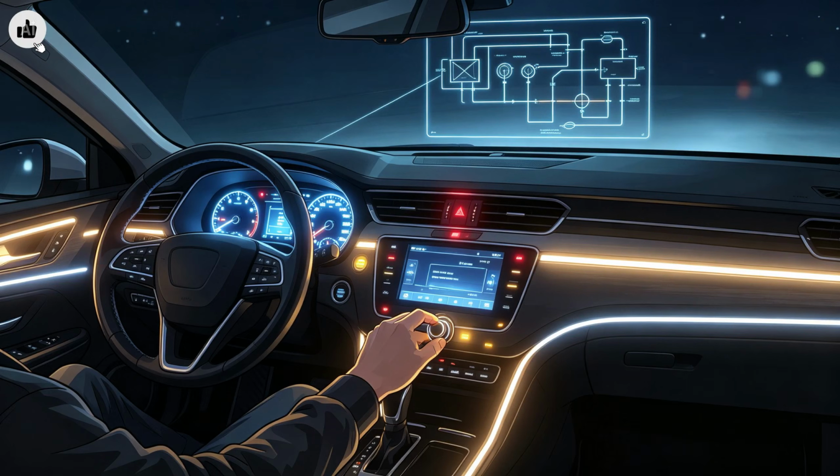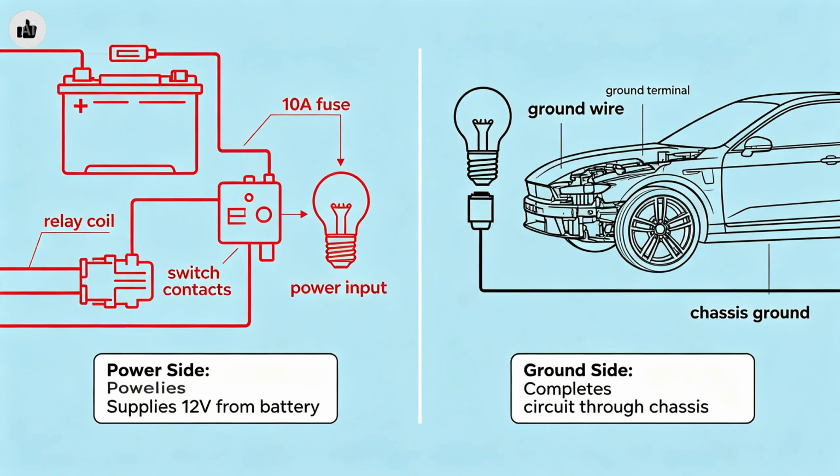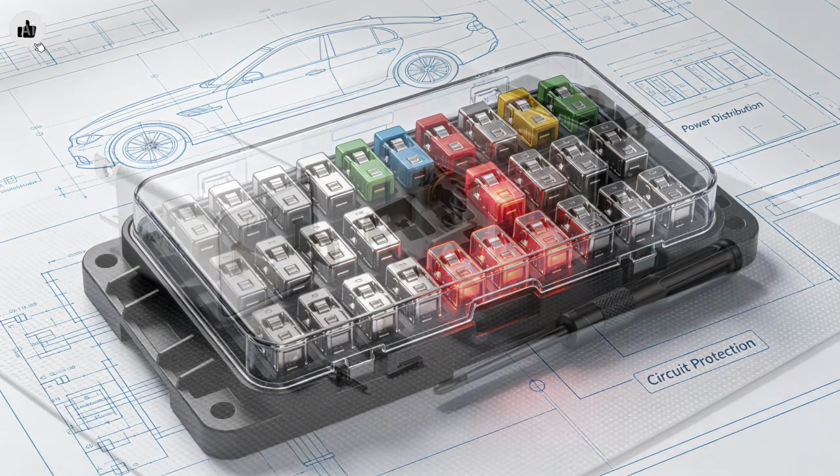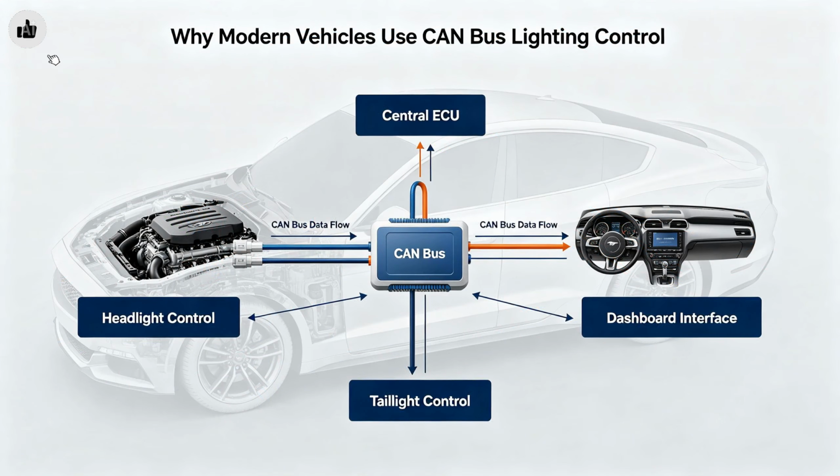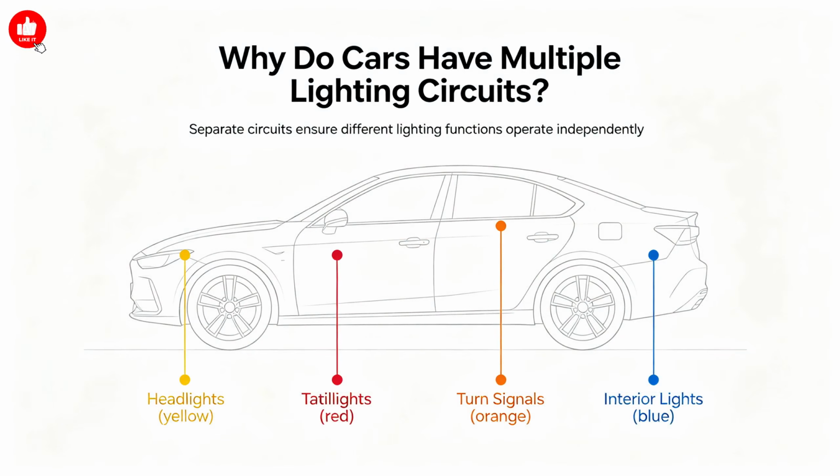Today we are going to learn why cars have multiple lighting circuits, the difference between the power side and ground side, how fuses, relays, and the body control module work, and why modern vehicles use CAN bus lighting control. Let's get started. The first thing is to understand why cars have multiple lighting circuits.